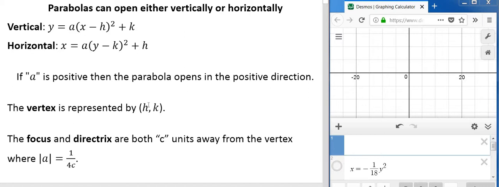Now let me just build on that a little bit here. So a lot of the ones we see are going to have the vertex right at the origin, (0, 0). So think about this equation. Well, if h was 0 and k was 0, you would just get y equals ax squared. A lot simpler, right? So same equation, it's just h and k are 0. How about in this one? If k and h are 0, then you get x equals ay squared. Most of what we work with in this lesson is actually going to be these simplified equations because h and k are 0, okay? The focus and directrix are both c units away from the vertex.